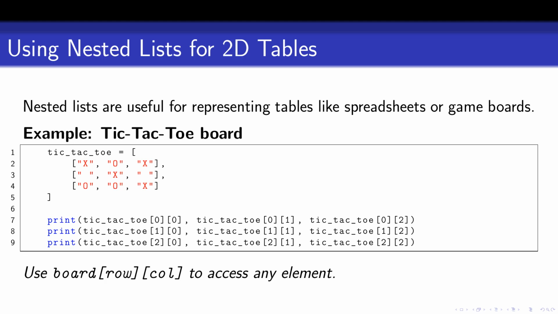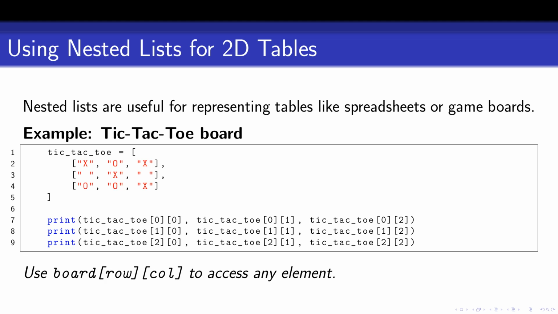Nested lists are incredibly useful when representing structured grids like tables, spreadsheets, or game boards. A common example is a tic-tac-toe board, which can be represented as a list of 3 lists, each holding 3 values: X, O, or a blank space. To access individual cells, you use 2 indices, the first for the row, the second for the column. For example, board[1][2] accesses the 3rd cell in the 2nd row.